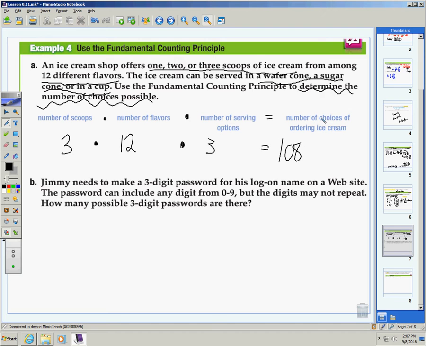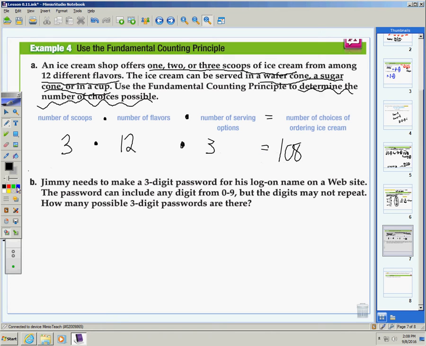Now, remember, if you would have made a tree diagram, you would have gotten this 108. But can you imagine making a tree diagram where you go out 12 options each time and then go out 3 options from each of those? It would take forever. It's much easier and faster to just use this fundamental counting principle.